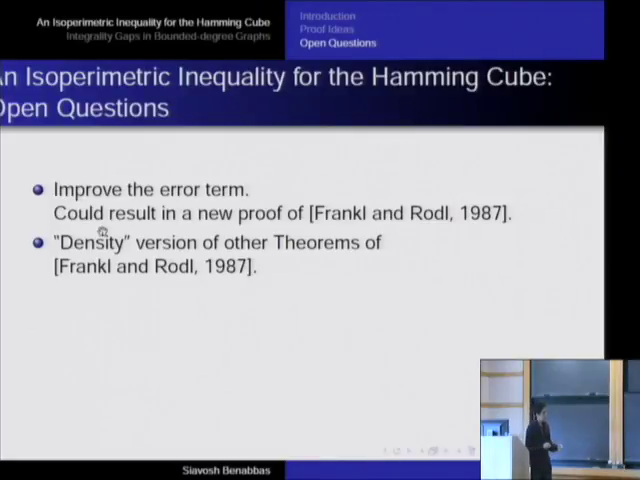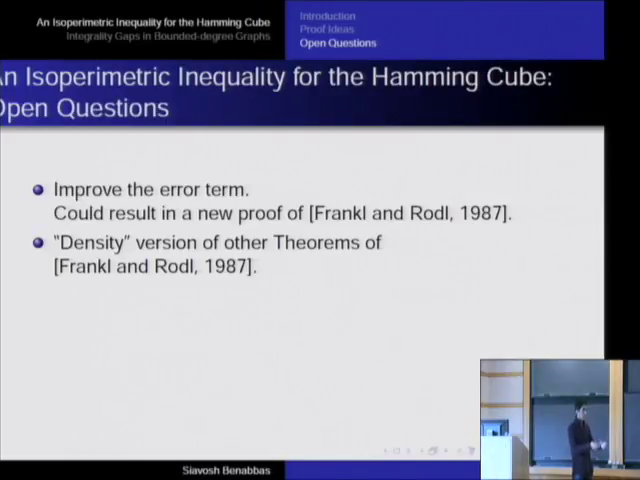Another is that in the original paper they show the density version. Frankl and Rodl show other variants of the same kind of theorem. One was the thing that we saw, where you look at the points and you count the number of points which share the ones. So there are some other variants, and you can imagine density versions of those, and you can ask if the density versions hold.